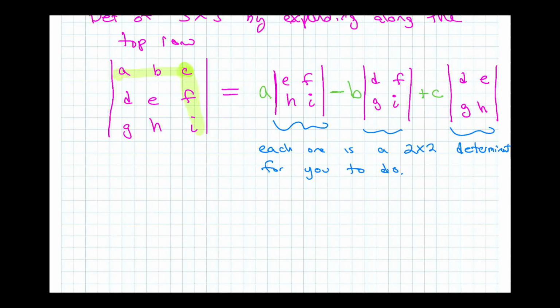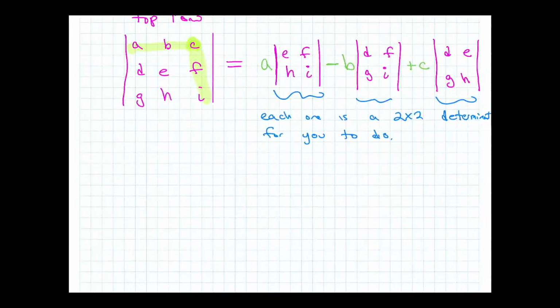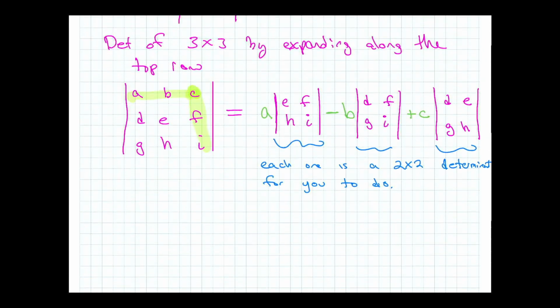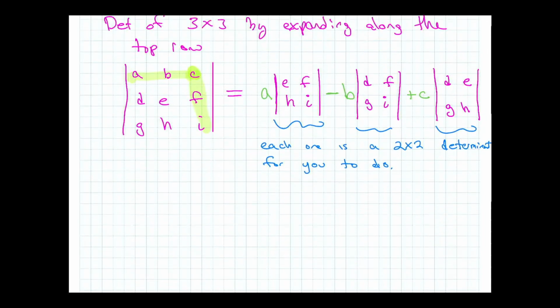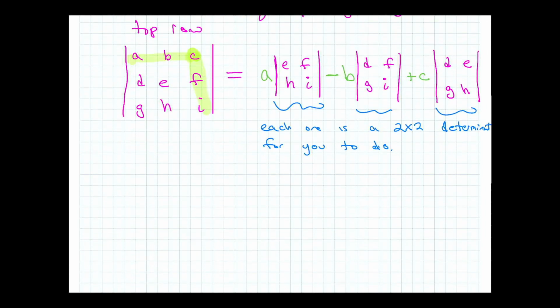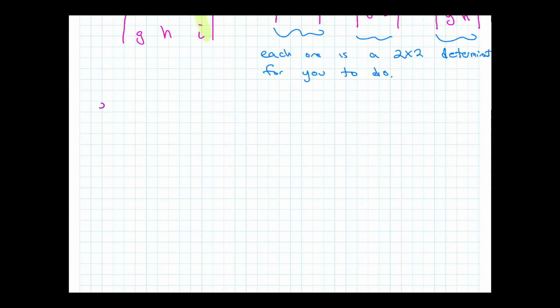Okay, and that's expanding along the top row. Now, technically you can expand along other rows and other columns as well, but this isn't a linear algebra class, and so I don't really care if you can do that. I don't think we will need to for any reason. Okay, so that's how you would calculate the determinant of a 3 by 3. Let's just practice it because you will have to do it.